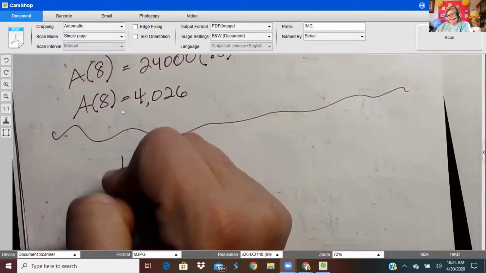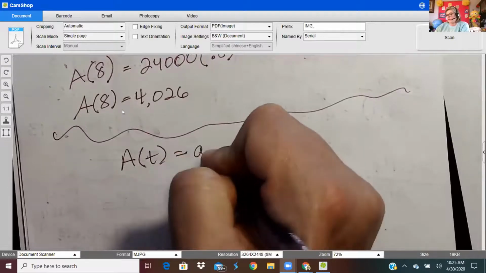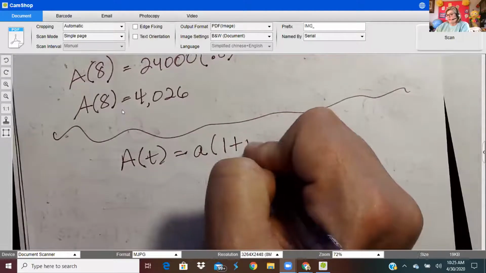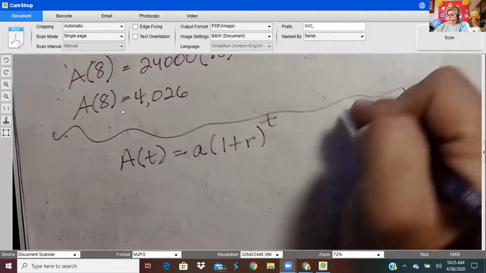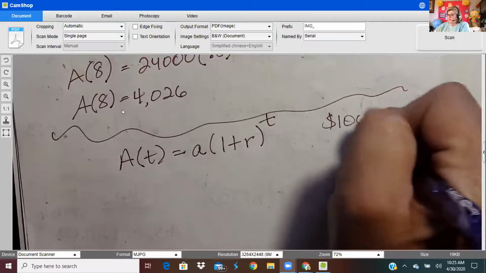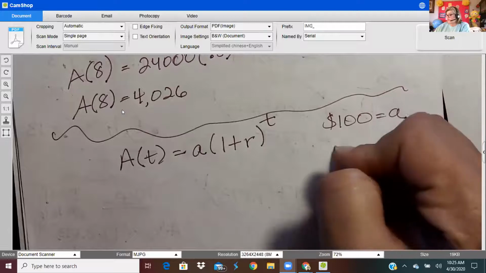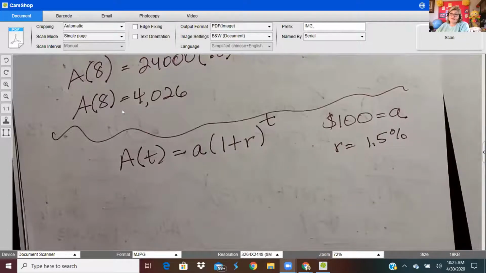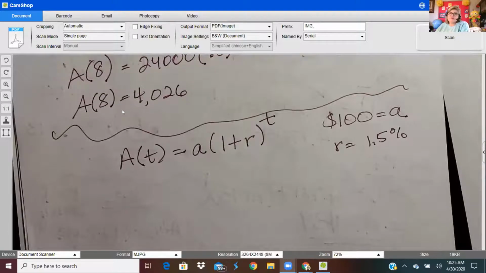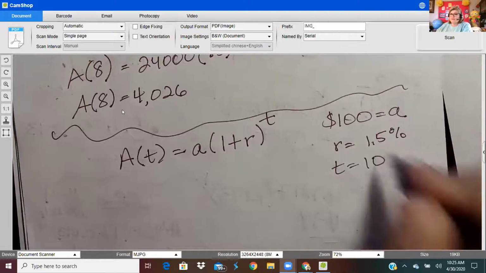So we're going to use our growth formula. A of t is equal to the initial amount times 1 plus r raised to the t. So let's look at squirreling away our $100, which is our initial amount, at this rate that Capital One showed us. So the rate was 1.5%. And say we're just going to invest it for 10 years. How much would it grow?